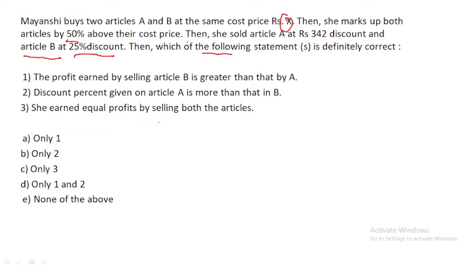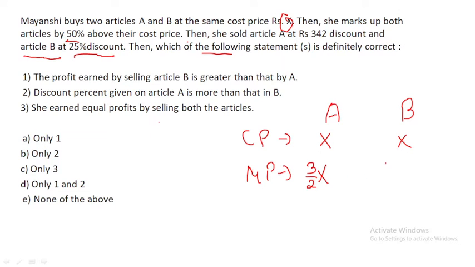Okay. Mayanshi buys two articles A and B at the same cost price rupees X. So cost price is given, which is X in form of alphabet, right? Which is the same. Cost price of article A and B completely same. Then she marks up both articles by 50% above their cost price. So marked price is also given, which is 50% above the cost price for both the articles. So 50% above means 3 by 2 of X, right, in terms of fraction.